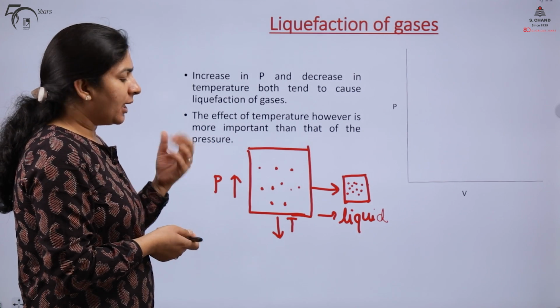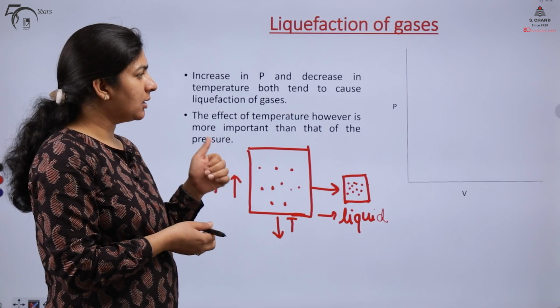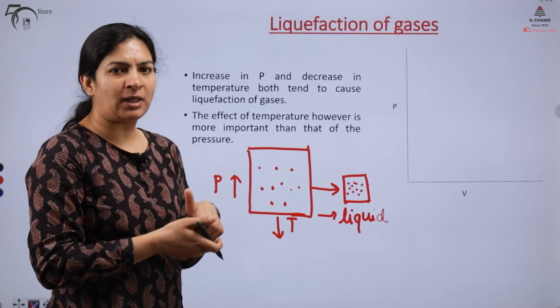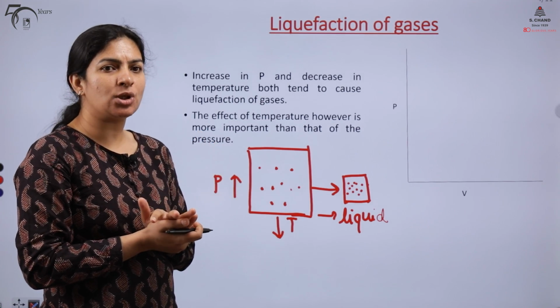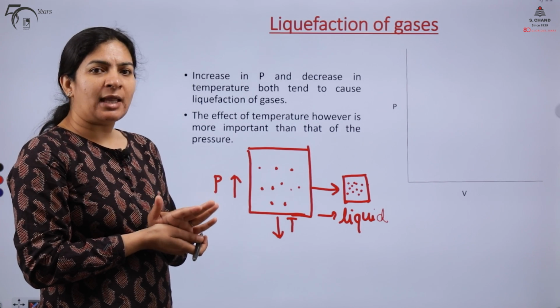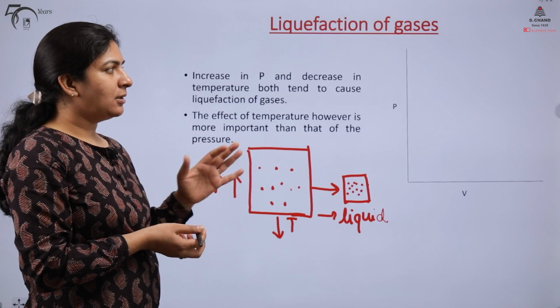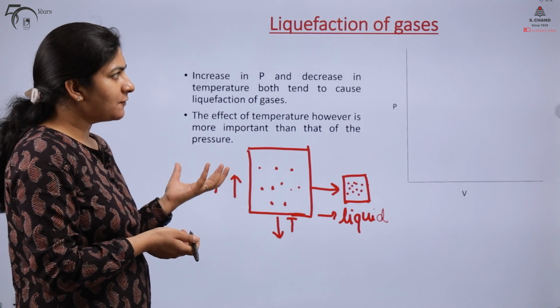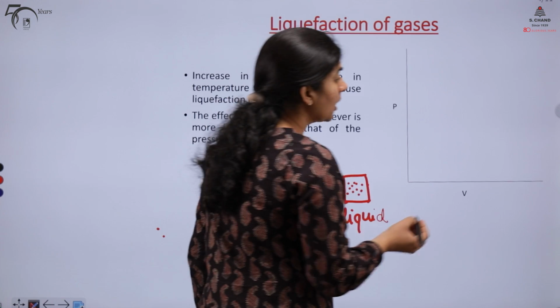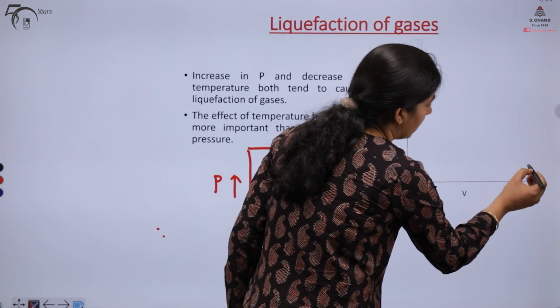Suppose I am trying to liquefy a gas at room temperature, and let's say my room temperature is 25 degrees Celsius. If I try to do the same for carbon dioxide, let's have a look at what kind of curves I will be getting. Let's say I start from point A.